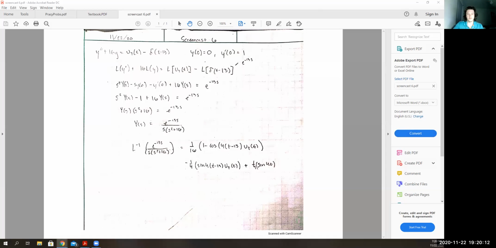Today is November 22nd. This is Screencast number 6. And this week we covered impulse methods and convolutions, and then using Laplace solving methods to solve these equations.